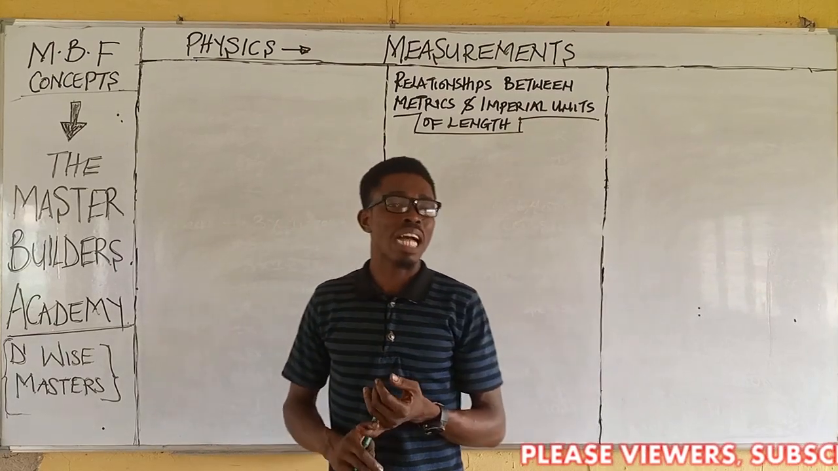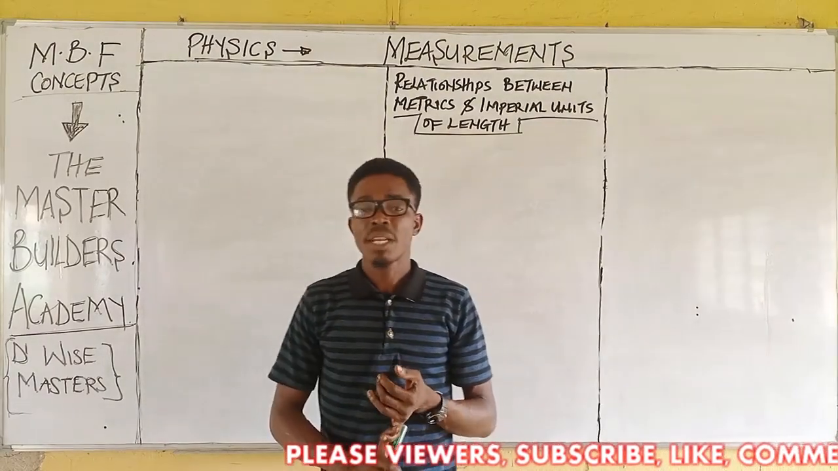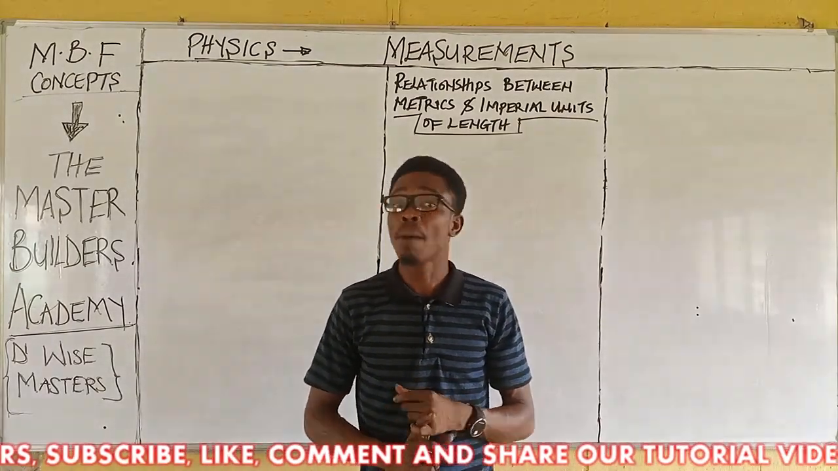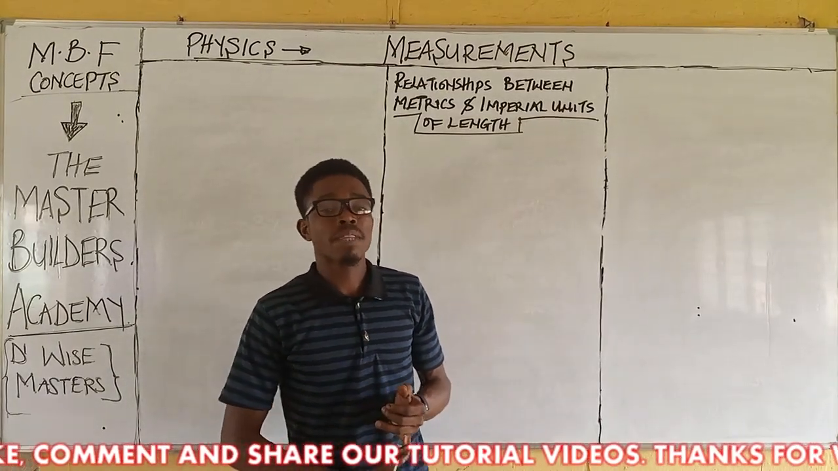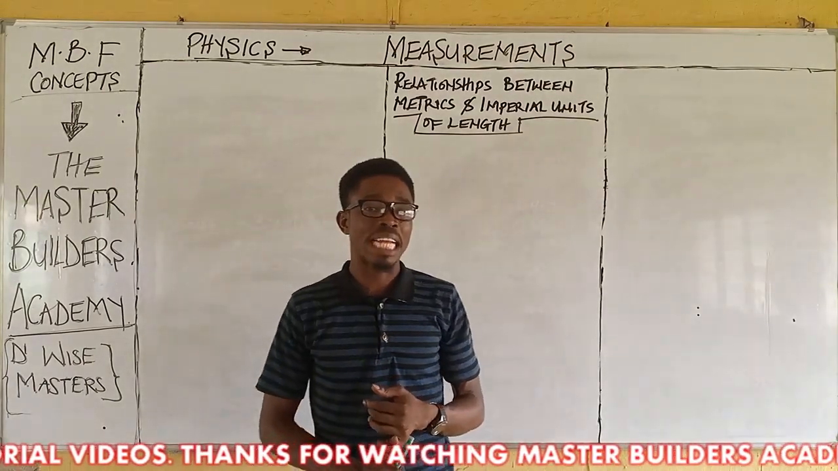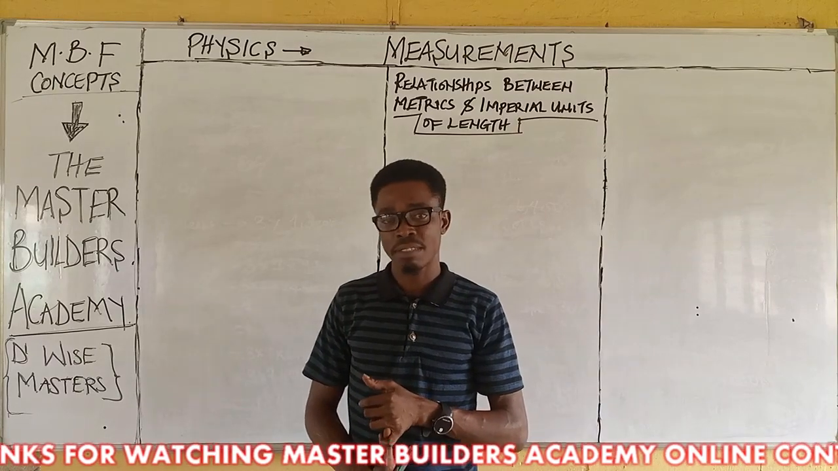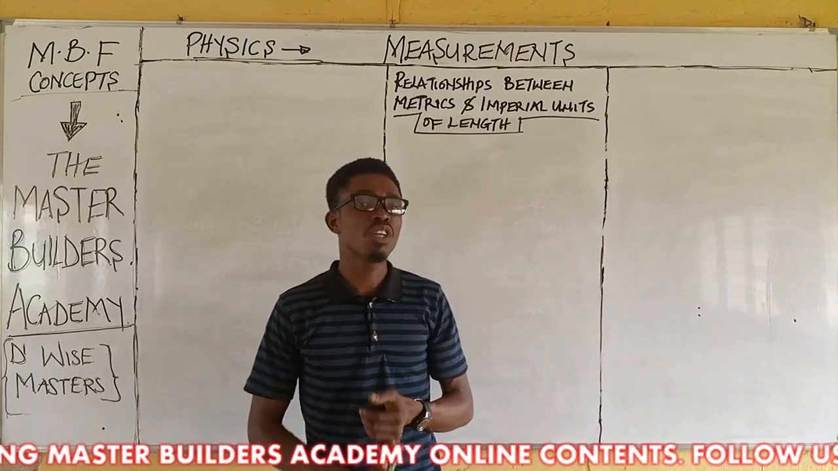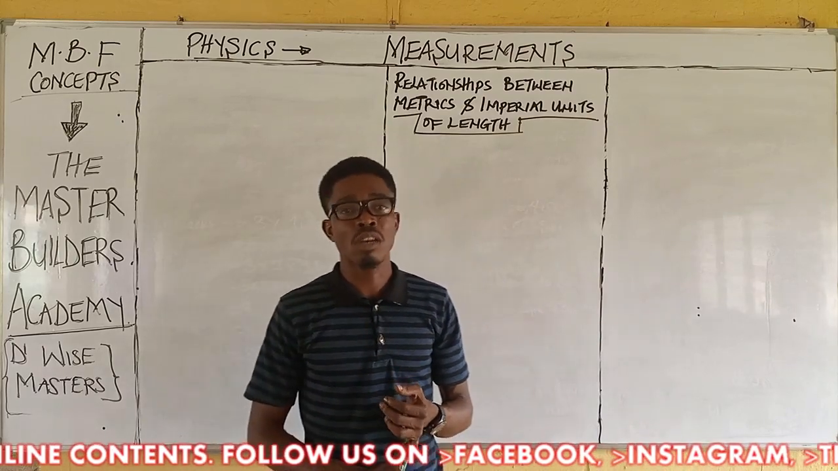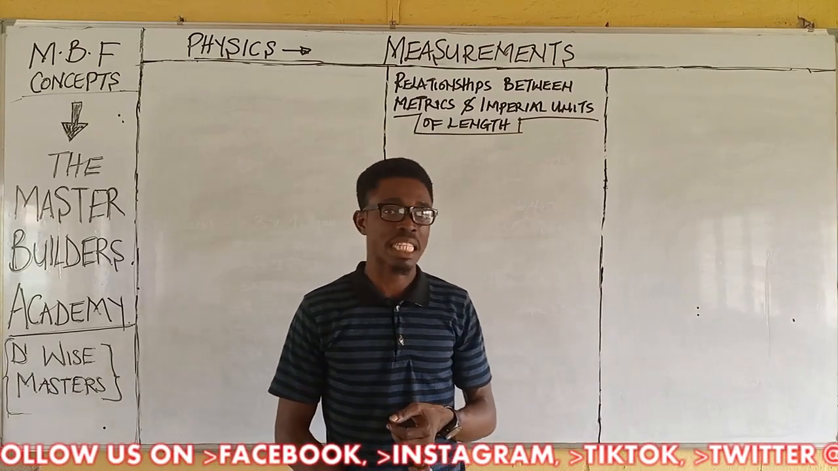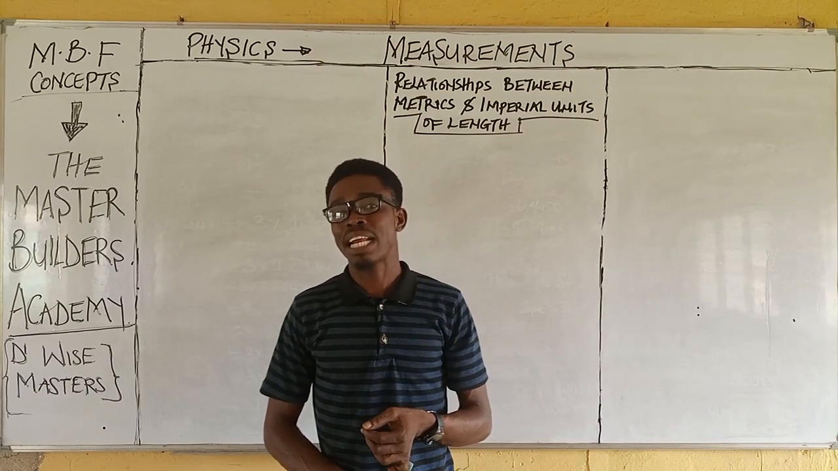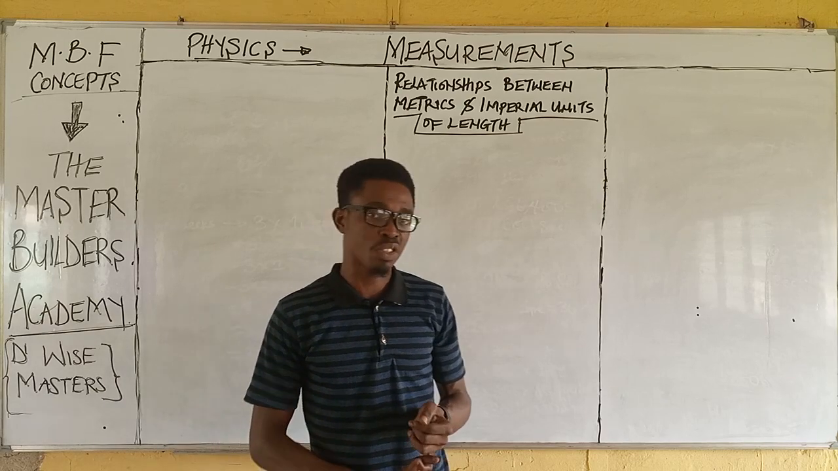Now I want to quickly look at the relationship, because this is practical for those in engineering or those on site for engineering purposes. An engineer always needs an idea of both imperial and metric units, because sometimes when you visit some sites, listen carefully, there are some people who only understand metric units and not imperial units, and there are others who understand imperial units and not metric units.